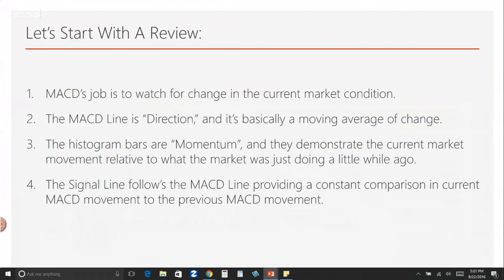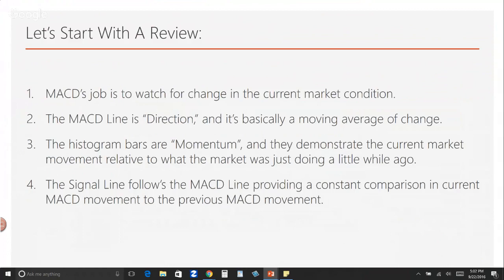The MACD's job is to watch for change in the current market conditions. The MACD line is direction, and it's basically a moving average of change. It's watching for change in the marketplace. And in the MACD, you'll notice the histogram bars, and those are what I refer to as momentum bars. And they demonstrate the current market movement relative to what the market was just doing a little while ago. I'm going to break that down a little better for you today.